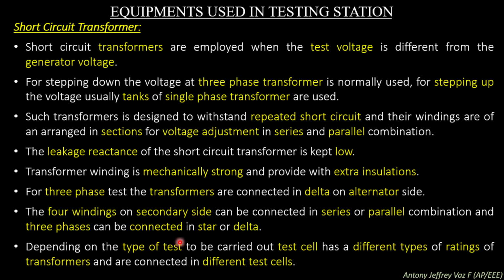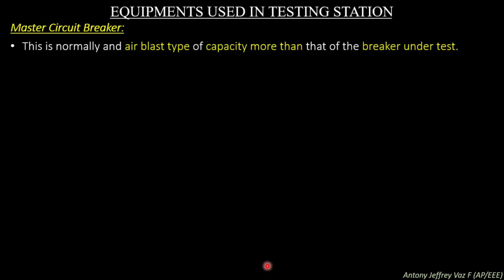Depending on the type of test to be carried out, the test cell has different ratings of transformers connected in different test cells. We know that different ratings of circuit breakers are available, so different voltage ratings are needed. To do that, several transformers of different voltage ratings are available in the test cell, so that circuit breakers of different voltage ratings can be tested with a single alternator.